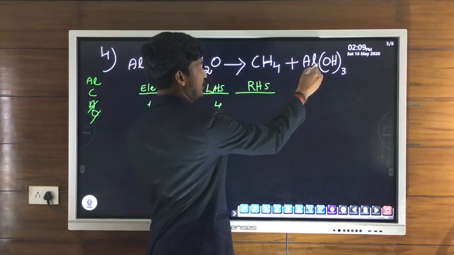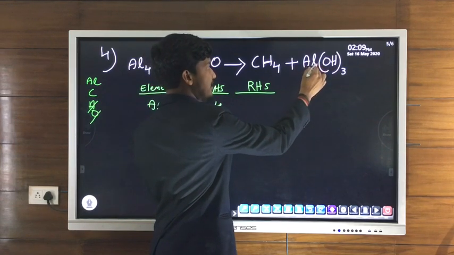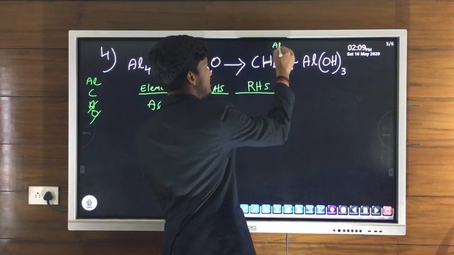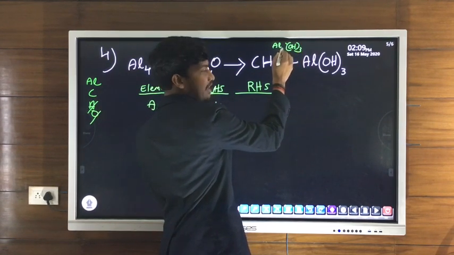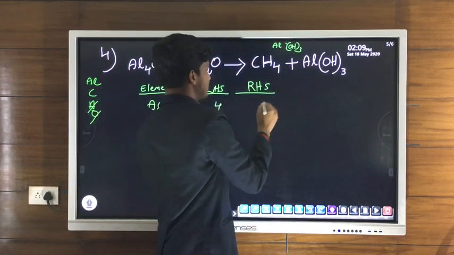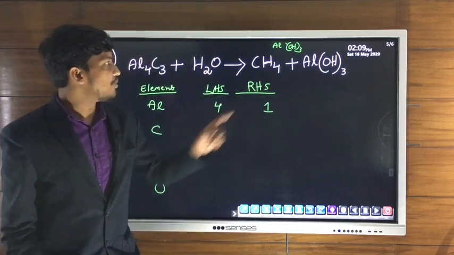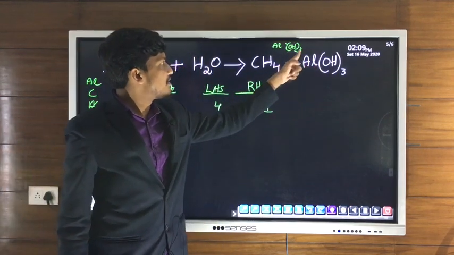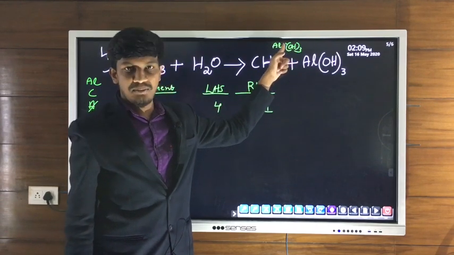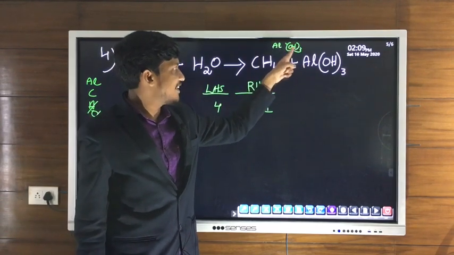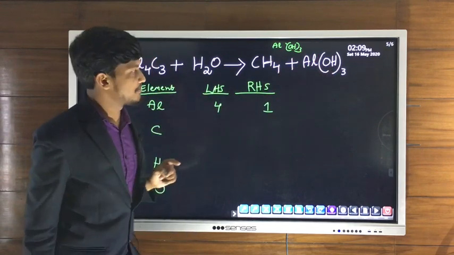Al is here. Number of Al atoms in Al(OH)3 means we have 1 Al atom and 1 OH thrice. So the number of aluminium atoms is 1. The 3 is only for O and H because O and H are in the brackets. So only for O and H we will consider 3.